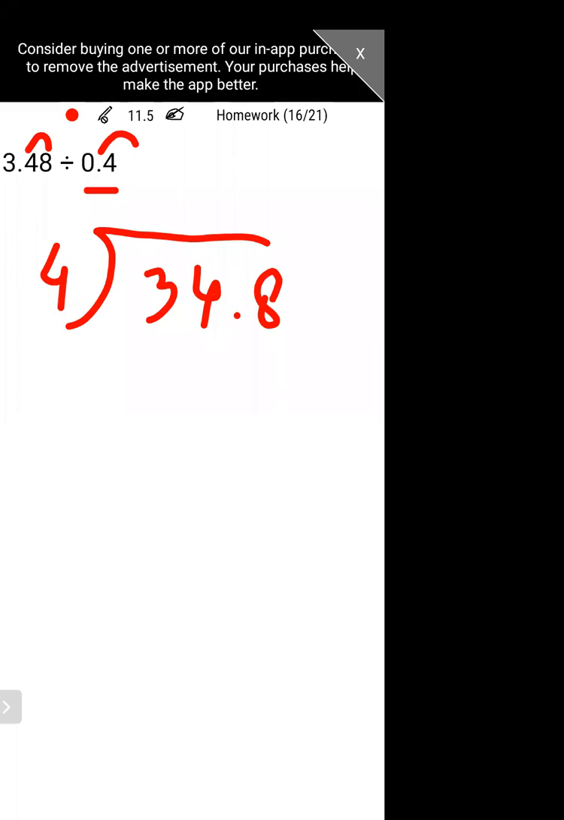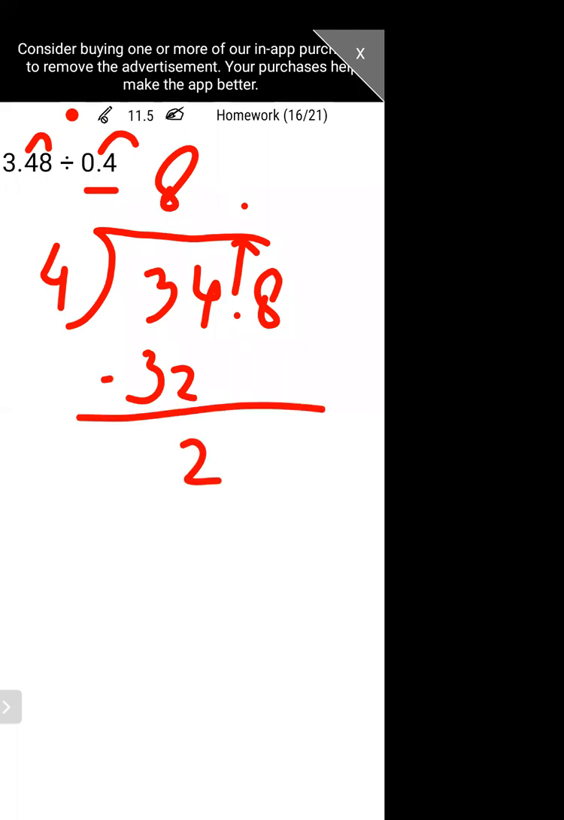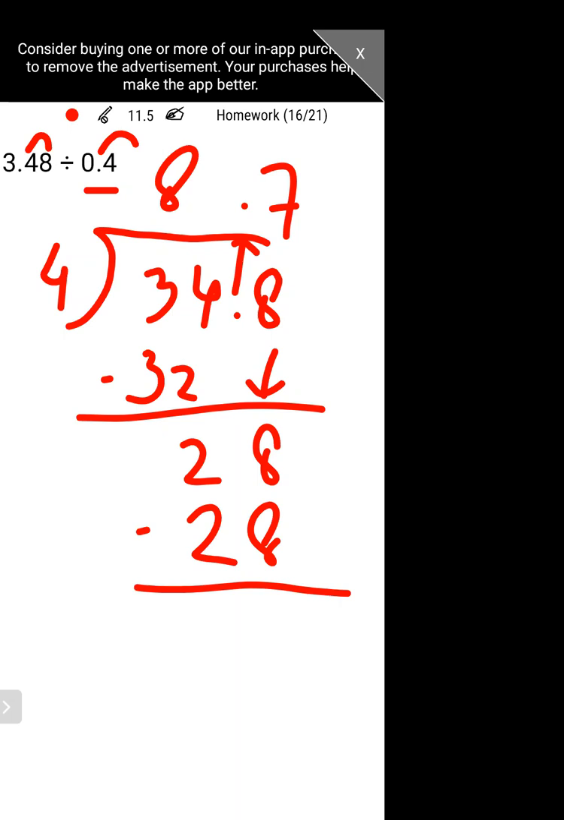All right. Now 4 how many times goes into 3? It doesn't go into 3, so we are going to take the whole 34. Okay, so how many times 4 goes into 34? 4 is going 8 times, 32, so we can put the decimal right above. 4 8s are 32. 34 minus 32 is 2. Bring down 8. 4 7s are 28. So your answer is 8.7.